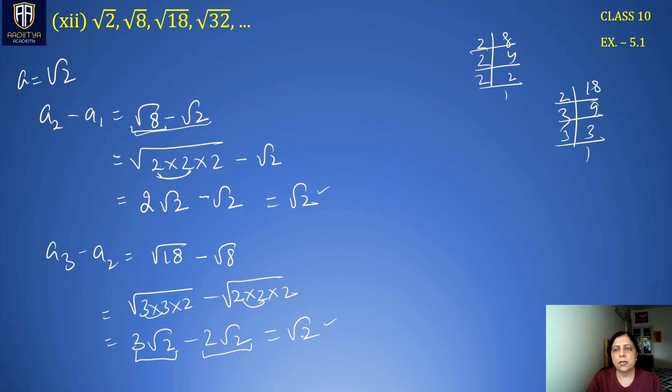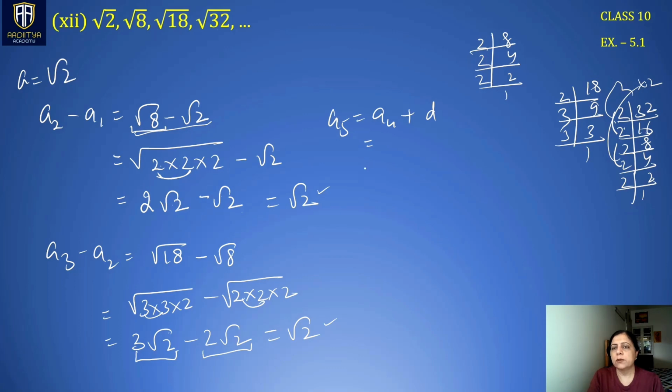And if they are the same, you have to find the next three terms. So what does it make? This is A4. A5 is A4 plus D. Now if you have to factorize root 32, root 32 is 2 to the power 5: 2 16, 2 8, 2 4, 2 2, 2 1. So if I factorize these two pairs, when we take out this 2 outside, this 2 outside, we have 4 root 2.